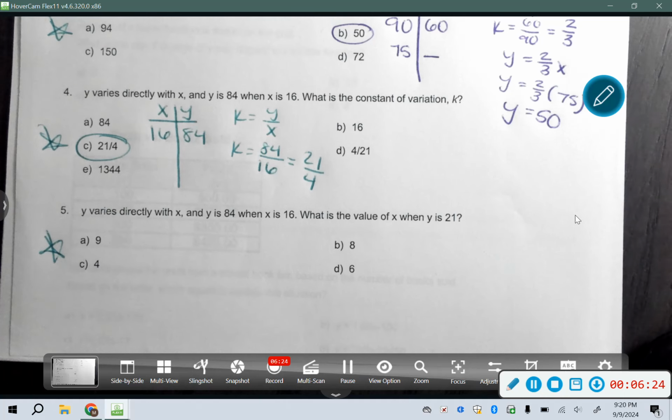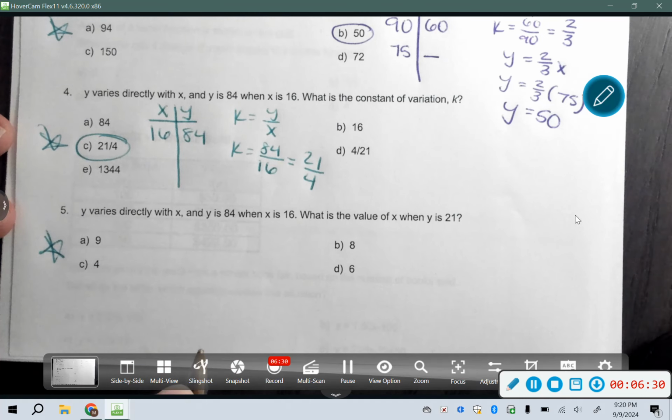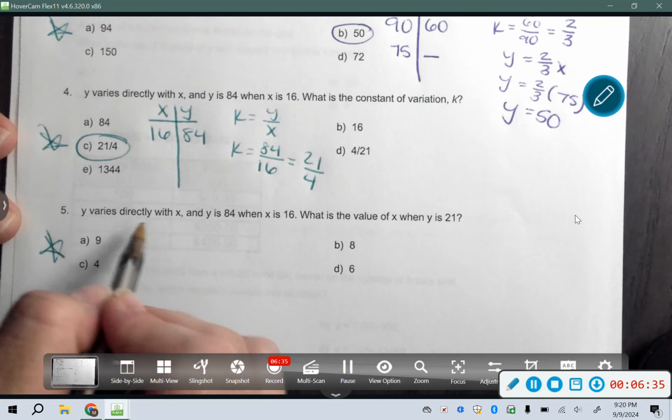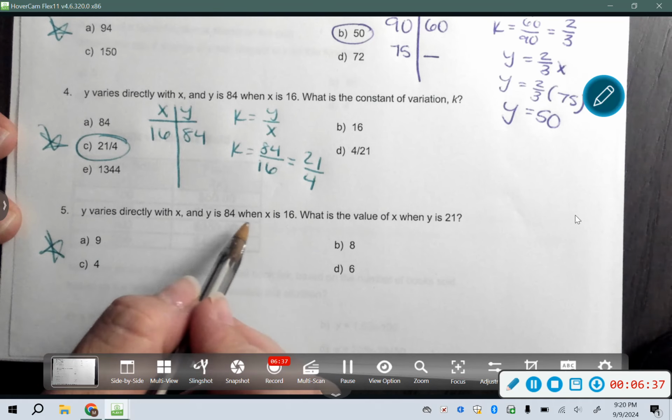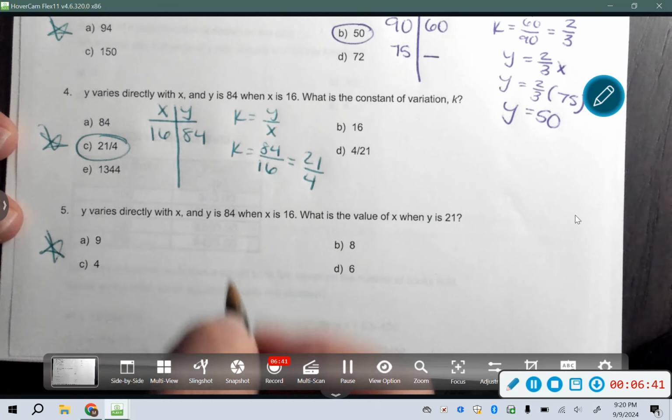My answer choices might be in a different order than yours, so just make sure you're picking the same number. Okay, so look at number 5. Y varies directly with X, and Y is 84 when X is 16, so it's the same problem. We're literally just going to build our equation.